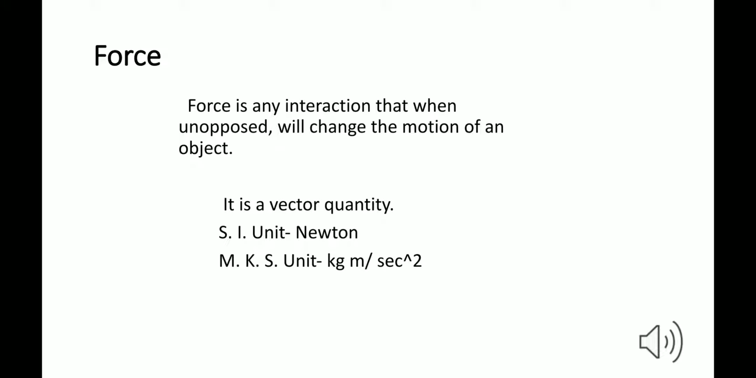So there will be three kinds of changes when force is applied on an object. Number one, there will be a change in motion of the body. What is motion here? That means if a body is at rest, the body will start moving when force is applied on it. And if the body is moving and force is applied, the body will come to rest.